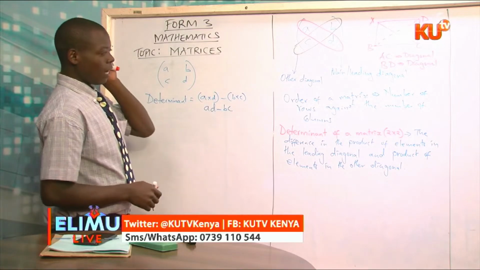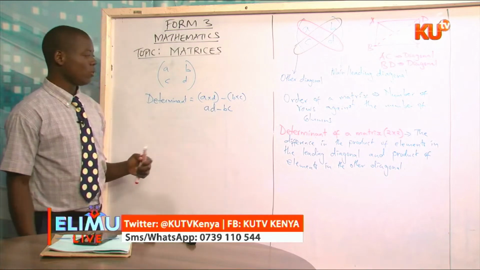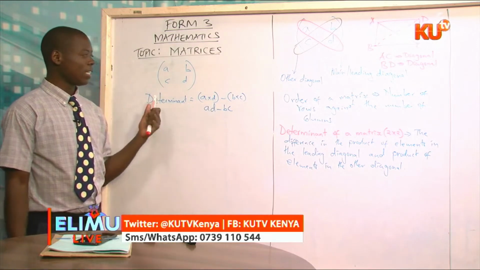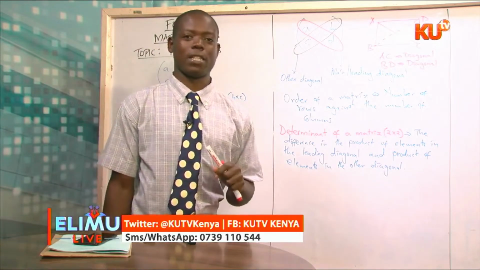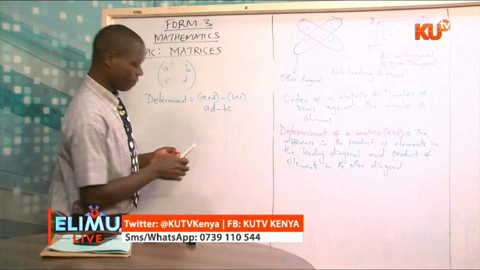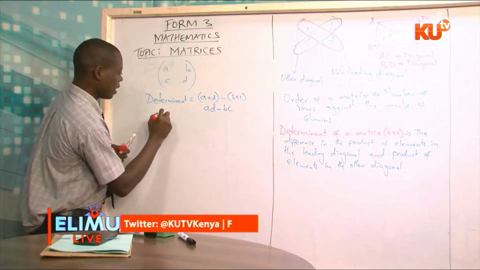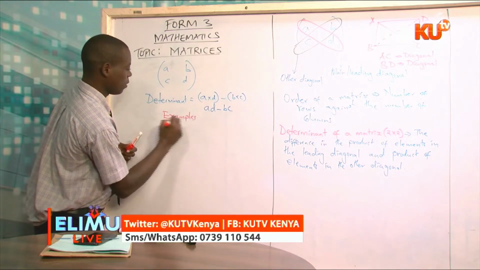So if you are given a question to determine the determinant of a matrix, all you need to do is multiply the elements in the leading diagonal, then multiply the elements in the other diagonal, and get the difference. You will be able to obtain the determinant. So let's look at examples, students. Let's look at the explanation we've done using examples.